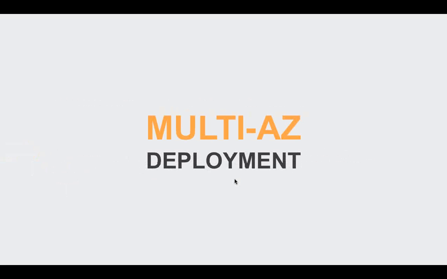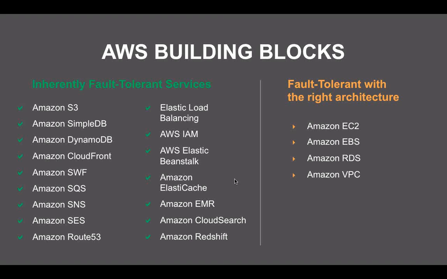So the first best practice is to use multi-AZ deployment. First, a reminder. Some of the AWS building blocks are inherently fault tolerant. So when you look at the list of services on the left, all of those services have built-in high availability and fault tolerance on region level. And the services on the right are fault tolerant with the right architecture, including using EC2, EBS, etc. So let's take a look.